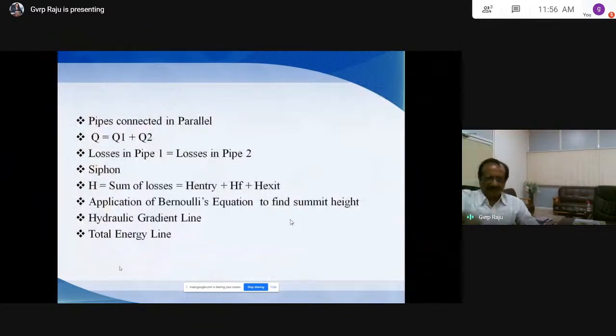Now the previous case is the pipes connected in series. Now the pipes are connected in parallel. Earlier we discussed pipes connected in series. Now the pipes connected in parallel. So what is the solution here when the pipes are connected in parallel?